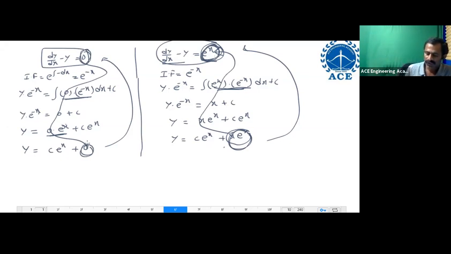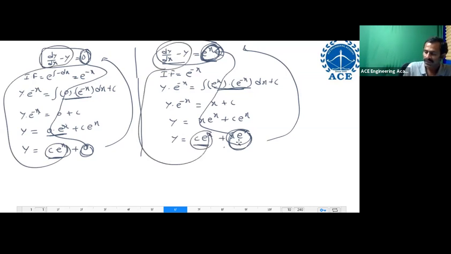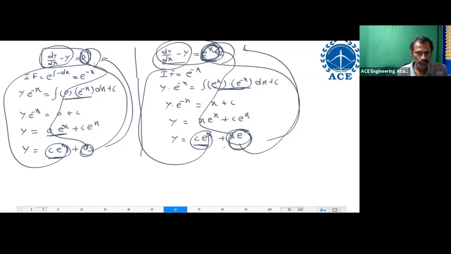So from these two solutions, we say that the c e power x part is coming from the homogeneous part, and this other part is coming from the non-homogeneous part. That is why we are dividing the solution into two parts. One part is yc, the other part is yp. Depending on the particular function in the non-homogeneous part, we are getting one function here. It is a particular solution, the particular integral. Then the other part is called the complementary function.